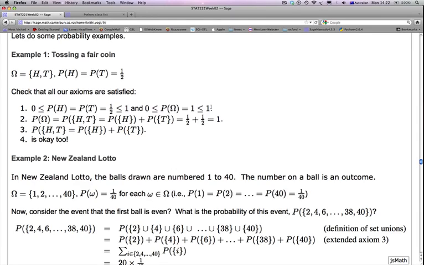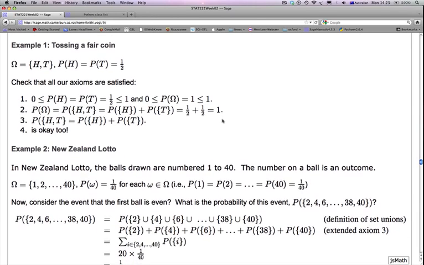So axiom 1 is clearly satisfied because the probability of H and the probability of T are both a half, and a half is between 0 and 1. So we're good. Now, the probability of the entire sample space, the second axiom, is the probability of H and T, which is the probability of H plus the probability of T, and it's half plus half, and that is 1. Like we wanted. We wanted something in the sample space to happen. So P of Omega is 1. Axiom 2 is also fine.